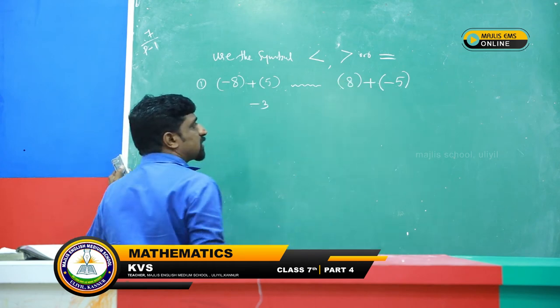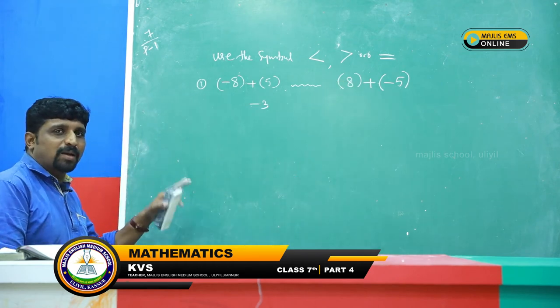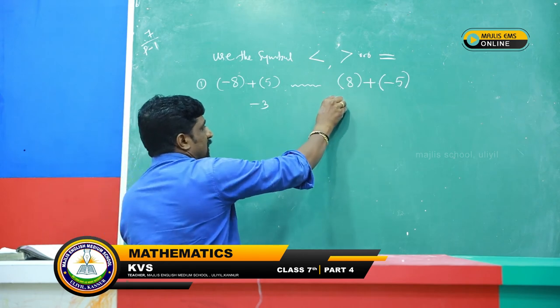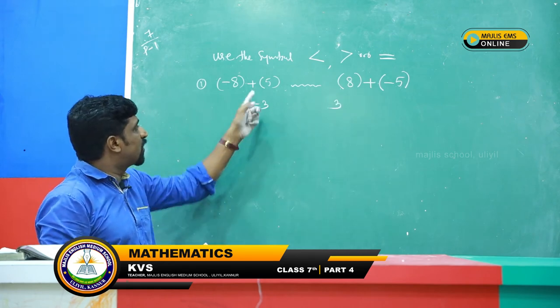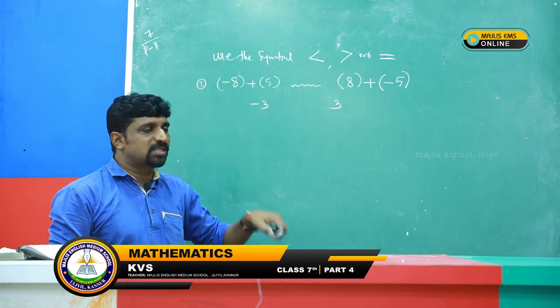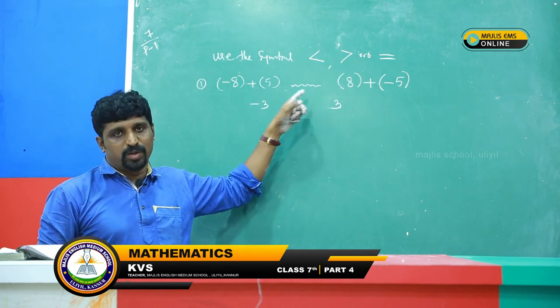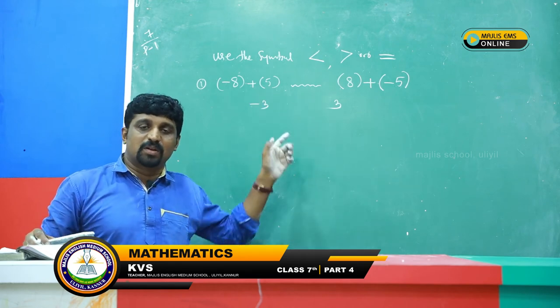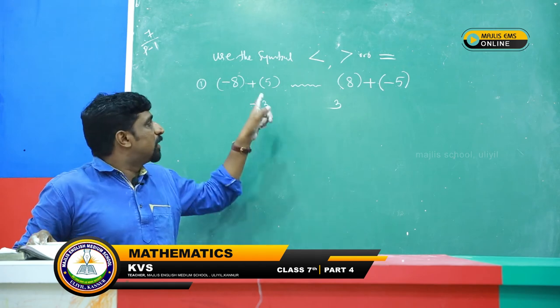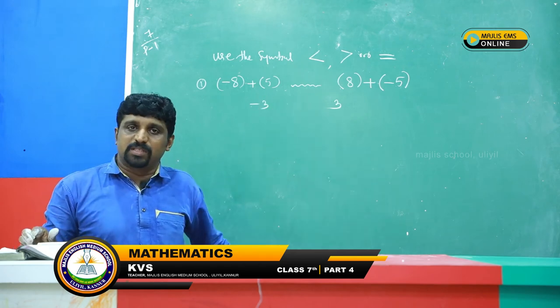Here, 8 and minus 5, different sign, subtract and put the greater sign. Therefore, here we got answer 3. Here we got answer minus 3. Here we got answer 3. Already you know which symbol we need to use. Minus 3 and 3.